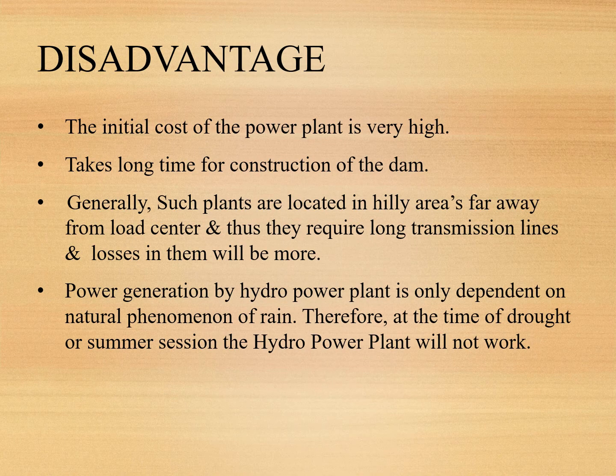The initial cost is very high. So these are the disadvantages, and another one is the long time for construction of the dam. Generally, such plants are located in hilly areas far away from a load center, and thus they require long transmission lines, and losses in them will be more. So that's why these are disadvantages. And power generation by a hydropower plant is only dependent on the natural phenomenon of rain. Therefore, at the time of drought or summer season, the hydropower plant will not work.